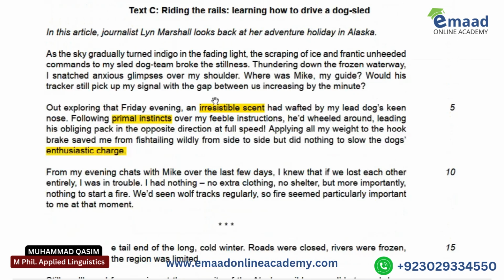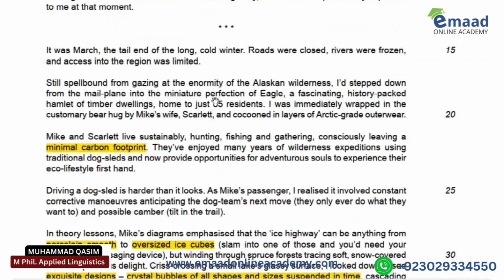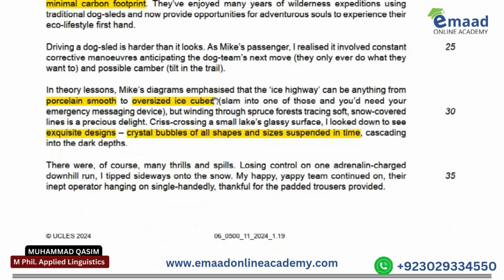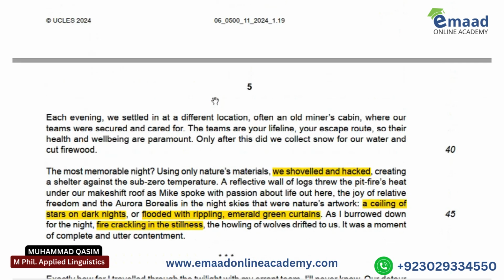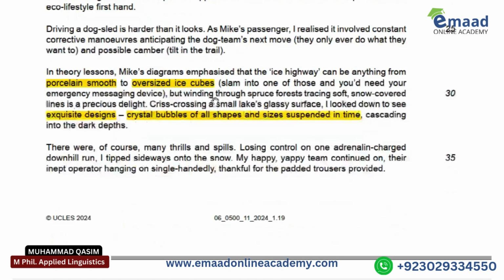Paragraph 1, 2, 3, 4, 5, 6, 7, and 8. No, 9. Oh, this one was 8 in theory lessons. So, in theory lessons, Mike's diagram emphasized the ice highway. Oh, we can also highlight this ice highway as well. We can choose this one to show the scene of that highway full of ice.